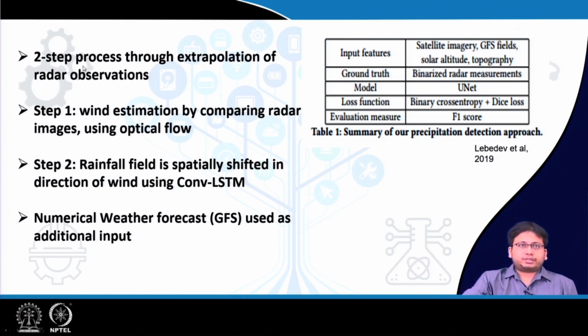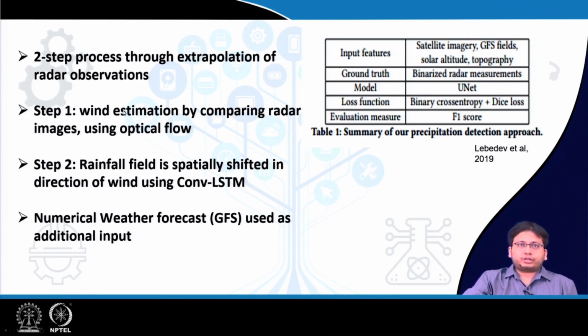The first step is the extrapolation of the radar observation. This is done using the optical flow, which we also mentioned in the context of the rover algorithm earlier. And step 2 is to shift the rainfall field in the direction of the wind using the Cornwell STM.